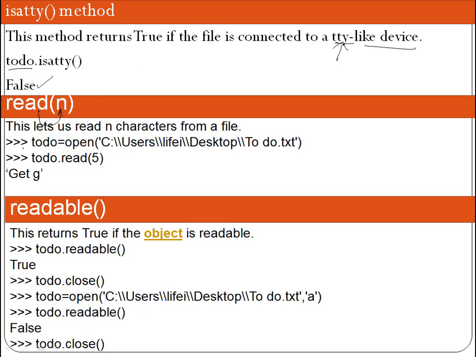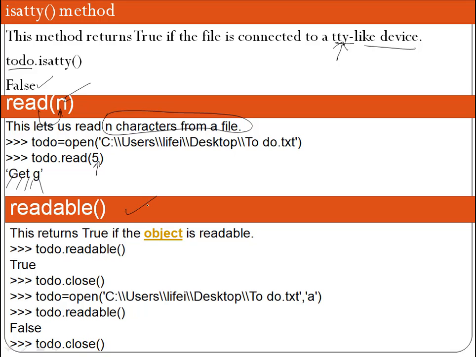Read n. This lets us read n characters from the file, right? If you want to read a specific number of characters from the file, you can mention the number inside the read. So read 5 means 5 characters to read: 1, 2, 3, 4, 5. So it has returned you 5 characters.